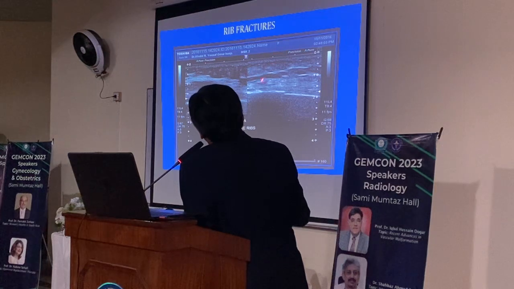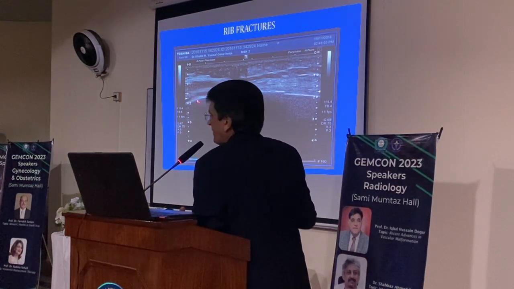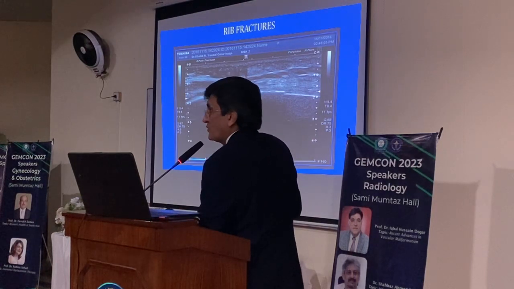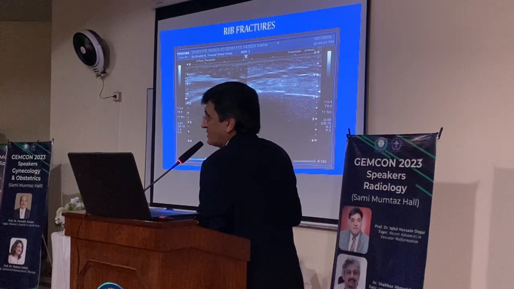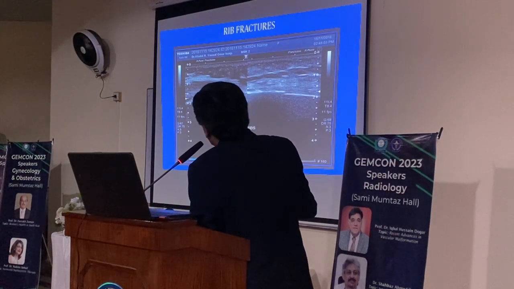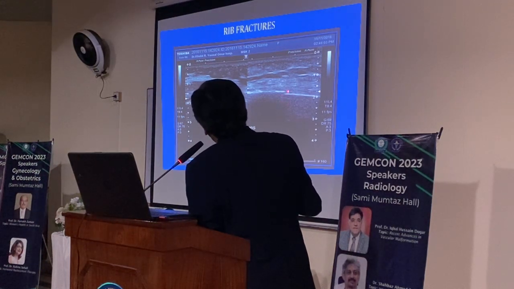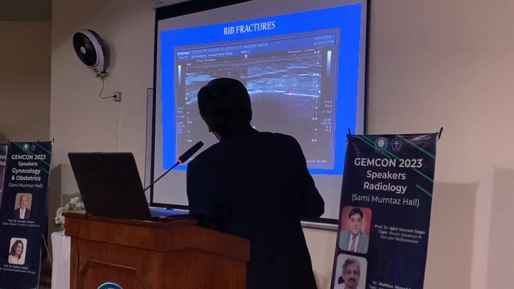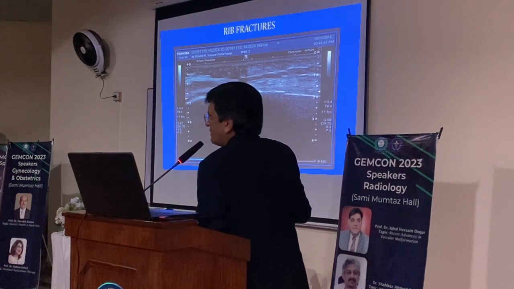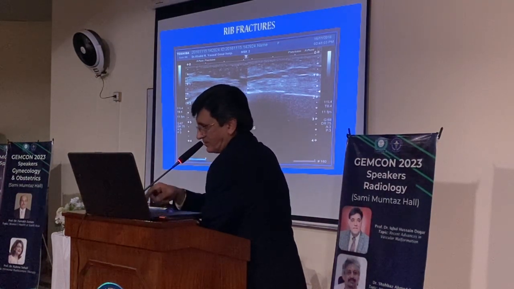Ribs, yes, in many cases when a patient complains of trauma to the ribcage, you don't see fractures on the X-rays, but I tell you, try to necessarily go for the rib fractures. This is one example of a rib fracture. You see the broken end, the small hematoma, so you will very confidently see the fracture on the ultrasound.